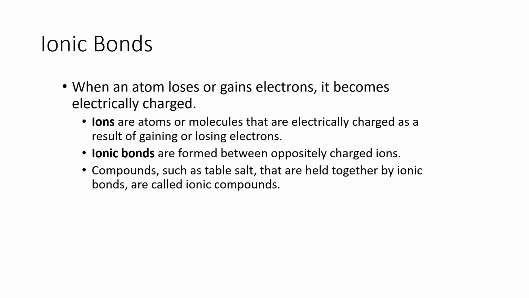Now, there is another way for elements to become stable, and that would be an ionic bond. An ionic bond is where elements are either losing or gaining electrons. So the elements are not sharing their electrons, they are actually giving up their electron. One element would give up its electron and the other element will go ahead and accept that electron. And that's going to be known as an ionic bond.